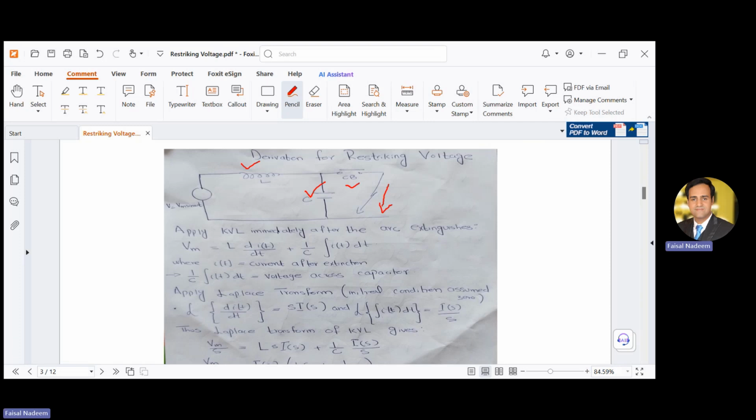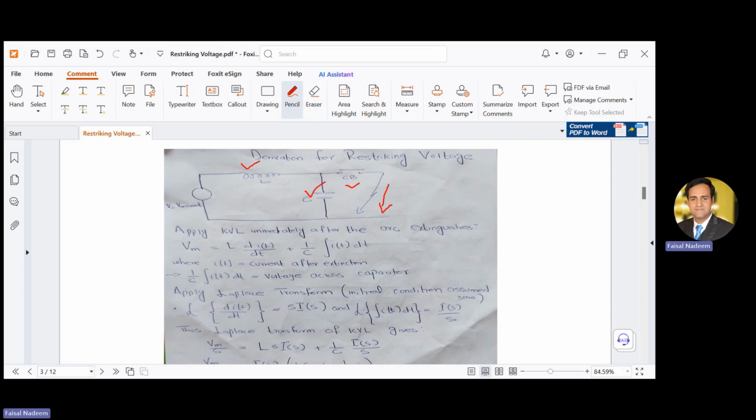where i of t is the current after extinction of the arc, and 1 by C integral of i of t dt is the voltage across the capacitor. So 1 by C integral of i of t dt is basically the voltage across the capacitor and the other term is the voltage across the inductor. Now we will take the Laplace transform of both these terms. Since L is constant, you know well that the Laplace transform of di by dt is equal to S I of S, and the Laplace transform of the integral of i of t is equal to I of S over S.